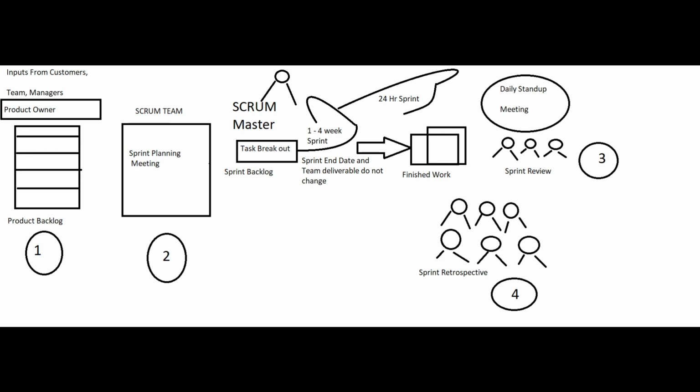What about the Scrum Master? Who is the Scrum Master here? The Scrum Master coordinates the whole Scrum process team, called the Scrum Team. The Scrum Master is the leader of the Scrum Team, and he can also hold the Scrum meetings as well.